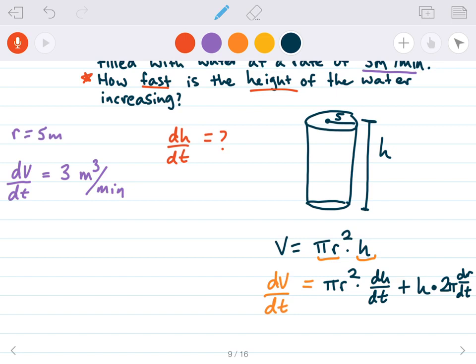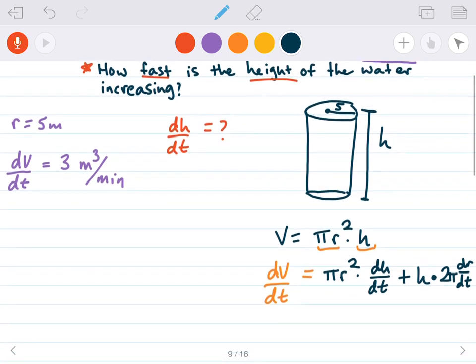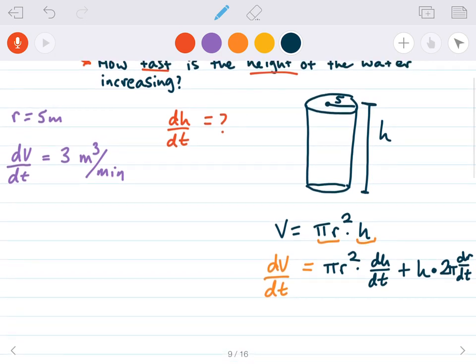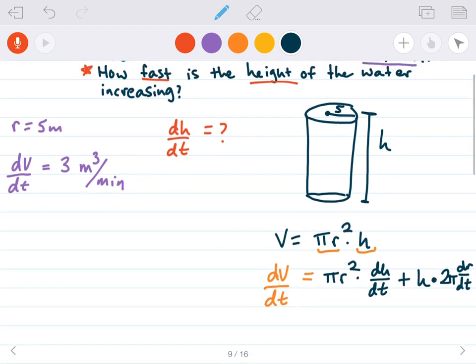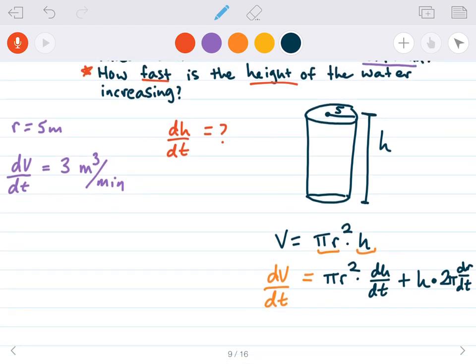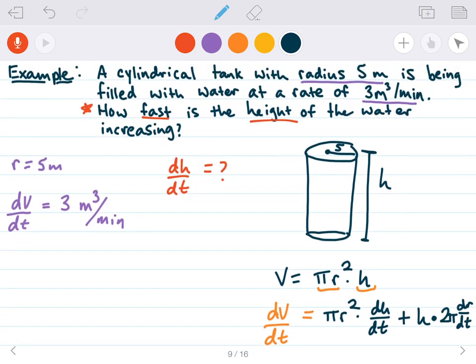And now this is going to be a problem that is a little bit different from the other ones, because we're looking for dH/dt, but we have a dr/dt in here, which is strange. But the key thing to notice here is the context of the problem. It's saying that this cylindrical tank is being filled with water. Okay, so maybe there's our water right here. It's being filled with water.